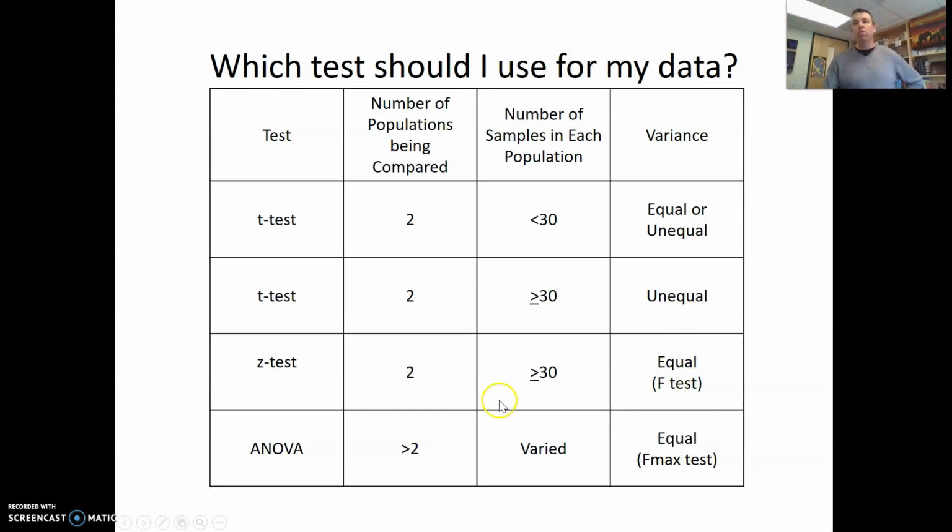And then if you have more than two groups, anytime you have more than two groups, you have to use an ANOVA, and we'll get into that in a bit. Alright, so hopefully this table is going to be very useful for you when you try to figure out which parametric test you should use and under which conditions.